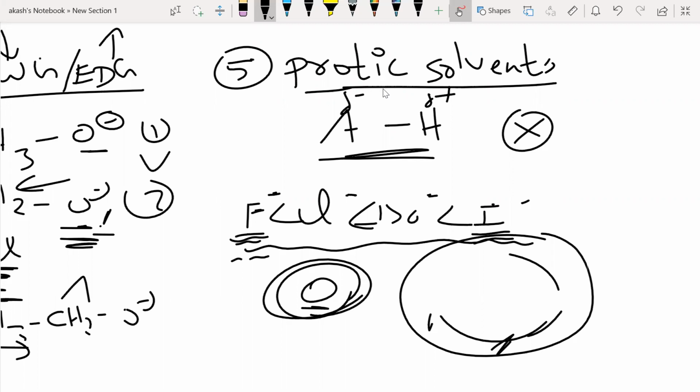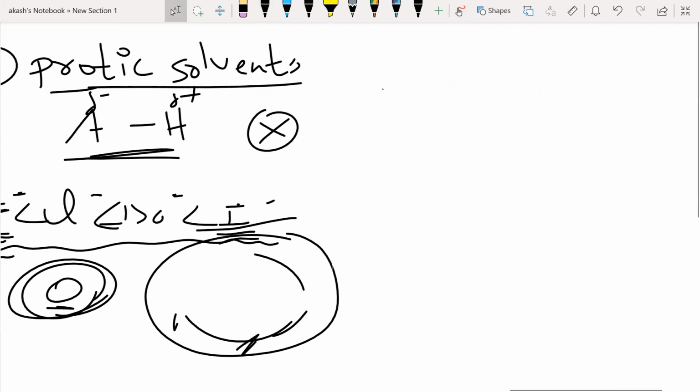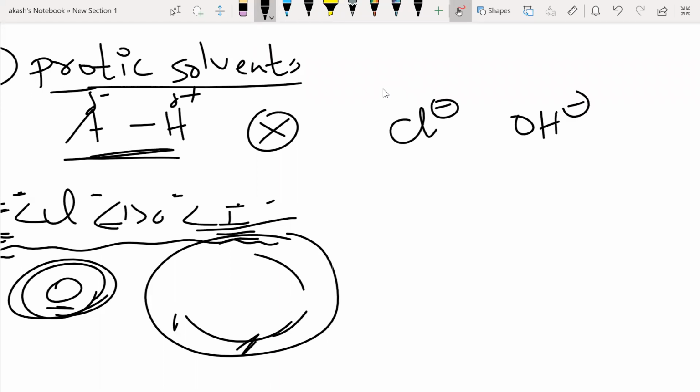Is it okay? Right? So now you can understand why it is that, say, with Cl minus and OH minus, you know so many reactions. If I have RCl and I put H2O, the reaction happens. Or say if I put NaOH, the reaction happens, right? Now why is it like this?